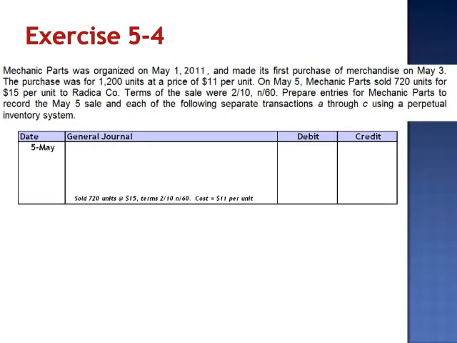The journal entry on May 5th is a debit to accounts receivable for 720 units multiplied by $15 per unit, $10,800, and credit sales. But remember, under the perpetual inventory system, whenever there's a sale, we also record cost of goods sold. So simultaneously, we debit the expense account, cost of goods sold, for 720 units multiplied by the $11 cost per unit, $7,920, and relieve the inventory database, crediting merchandise inventory, $7,920.